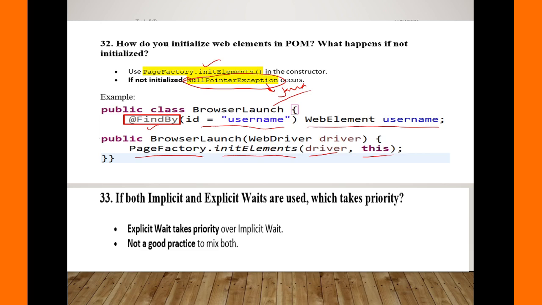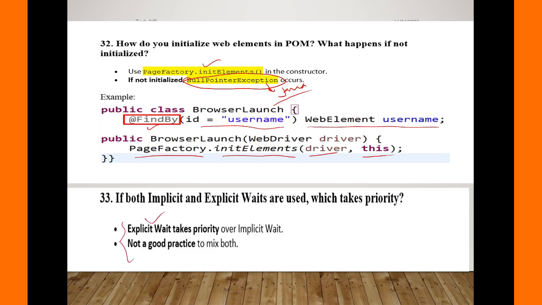Okay, next question: if both implicit and explicit wait are used, which takes priority? Explicit wait takes priority over the implicit wait. It is not a good practice to mix both. So at a time you can also use explicit wait.